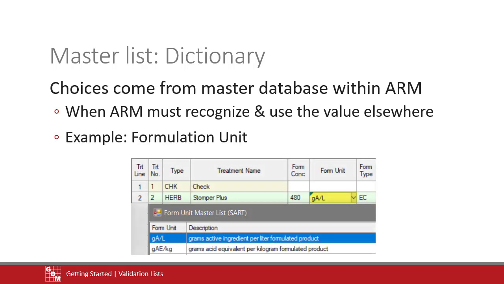For example, the formulation unit is used to define the formulation concentration for a product. ARM uses this information to calculate product amount measurements and active ingredient levels, so the information cannot simply be hand-typed.